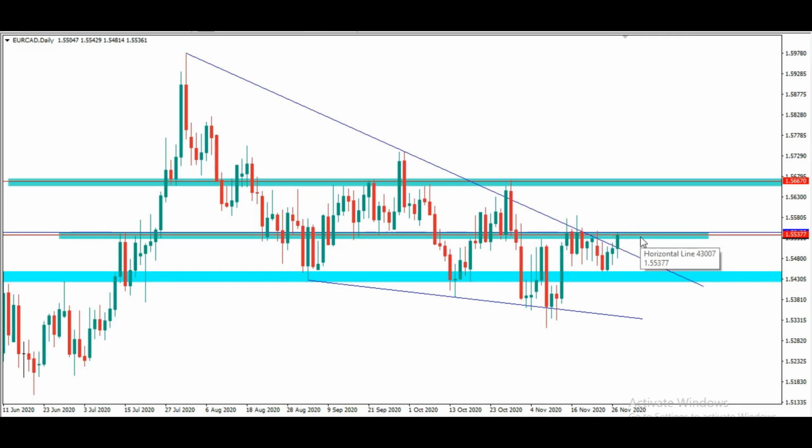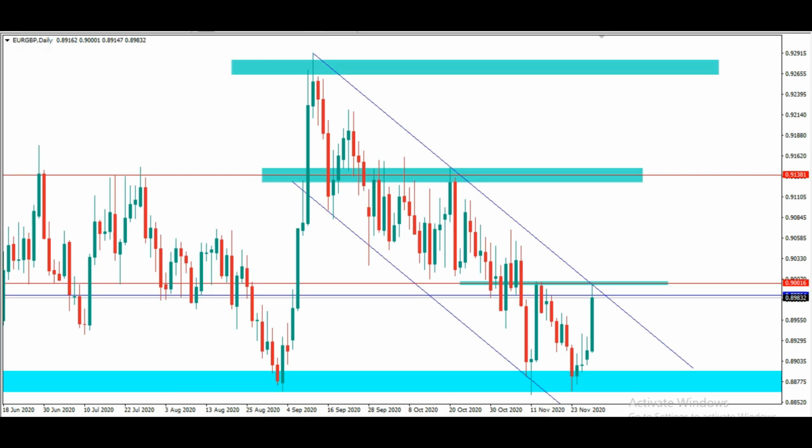Remember, on EurCad we want to see the price make this move upward, but if we are just going to have a rejection of this area, then we are not interested in taking any trade on this pair because it's not aligning with what we have from the weekly time frame. We might see the price drop, but that's not what we want to see, because from the weekly time frame we already expect that it will go up. But if we get a rejection of this area, then we are not interested in taking any long trade.